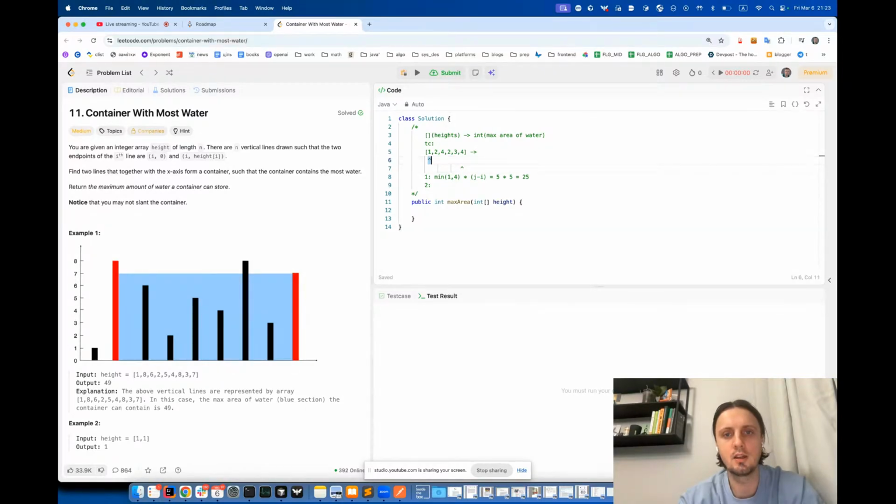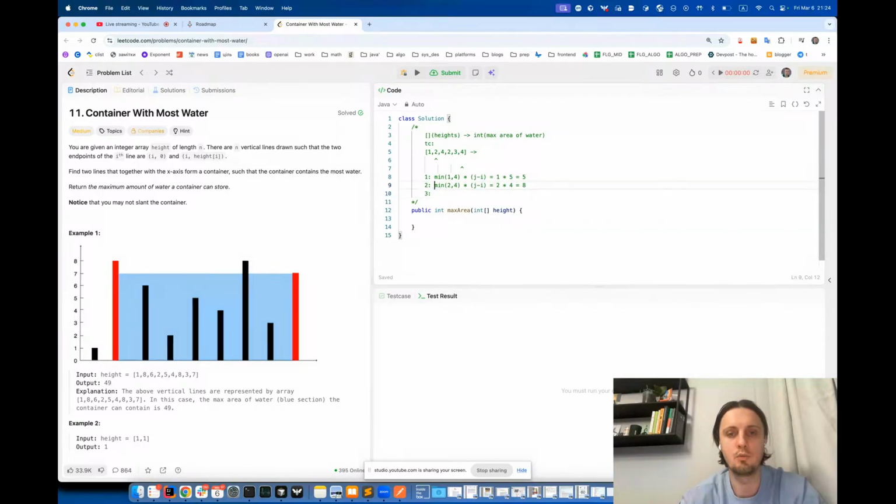Then for the second one, we can move our least container. So we move it here, and now we have 2 and 4. We again calculate the minimum of 2 and 4 and multiply by j minus i. It would be 2 multiplied by 4, so here it would be 8. And here is 1 multiplied by 5, so it would be 5.